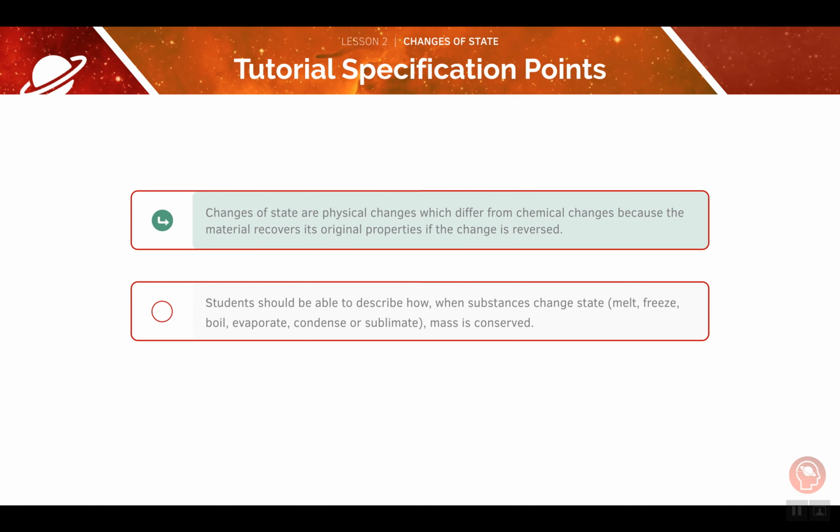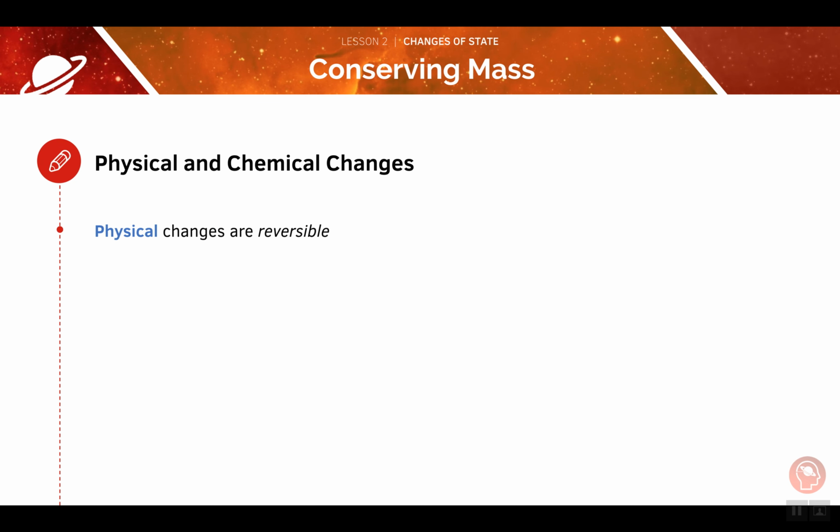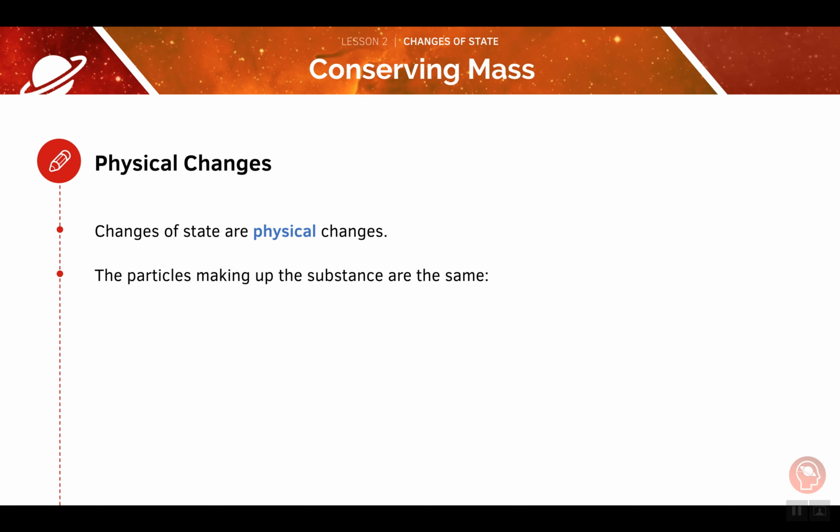We'll start off by looking at defining changes of state. We will come across 2 types of changes in substances: physical changes and chemical changes. Physical changes are reversible, but chemical changes are irreversible. When substances change from one state to another, they are undergoing physical changes. The particles making up the substance will be the same, but the arrangement and energy will be different.